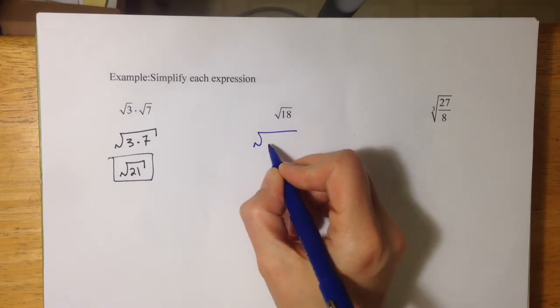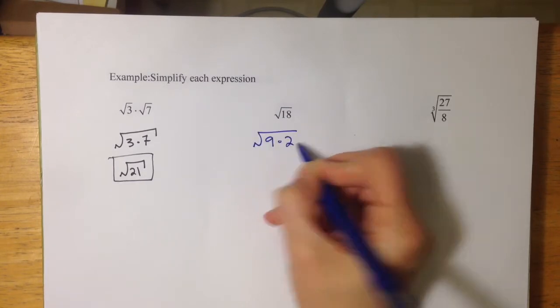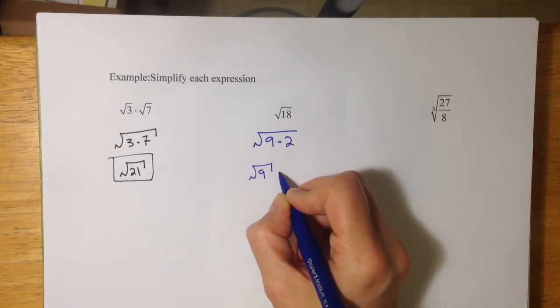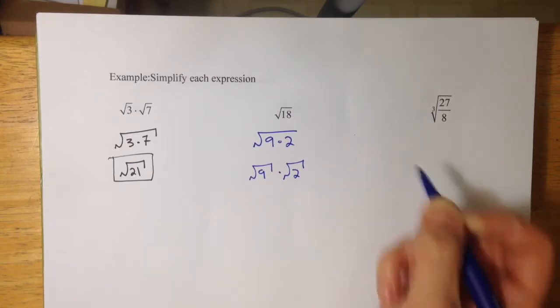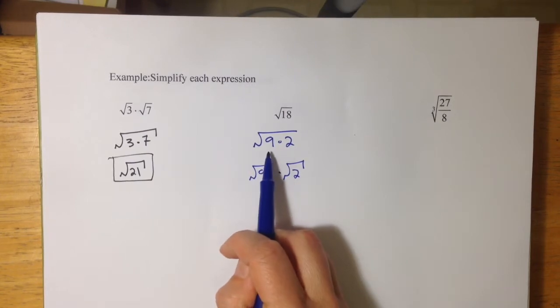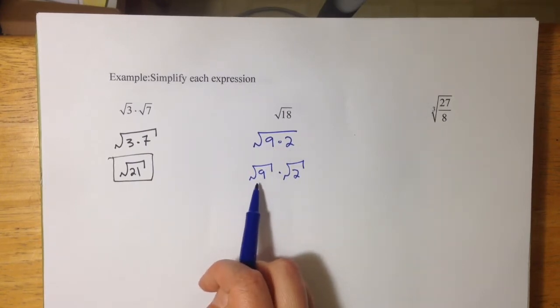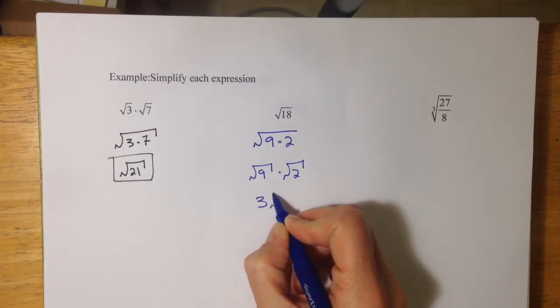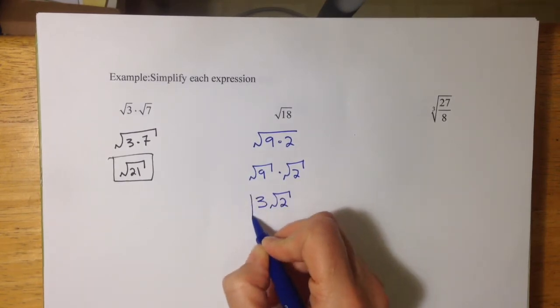So that becomes the square root of 9 times 2, which is the same as the square root of 9 times the square root of 2. We chose this particular factorization, 9 times 2, because the square root of 9 is a nice number. So this becomes 3 multiplied by the square root of 2.